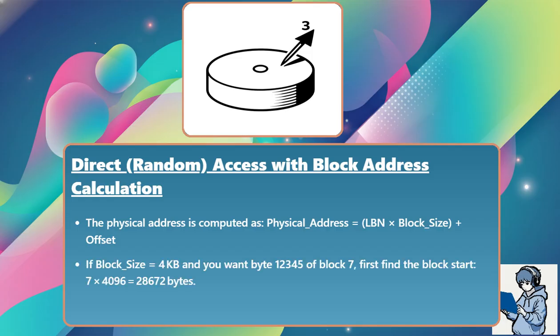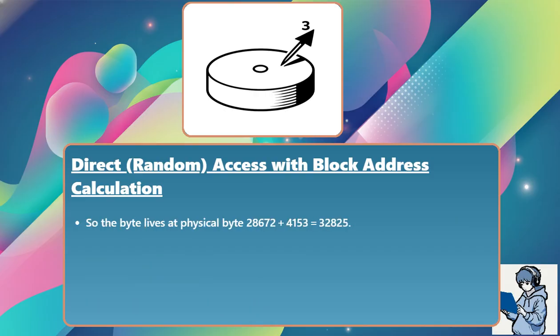If block size equals 4 kilobytes, and you want byte 12,345 of block 7, first find the block start: 7 times 4096 equals 28,672 bytes. Then add the offset: 12,345 modulo 4,096 equals 4,153. So the byte lives at physical byte 28,672 plus 4,153 equals 32,825.